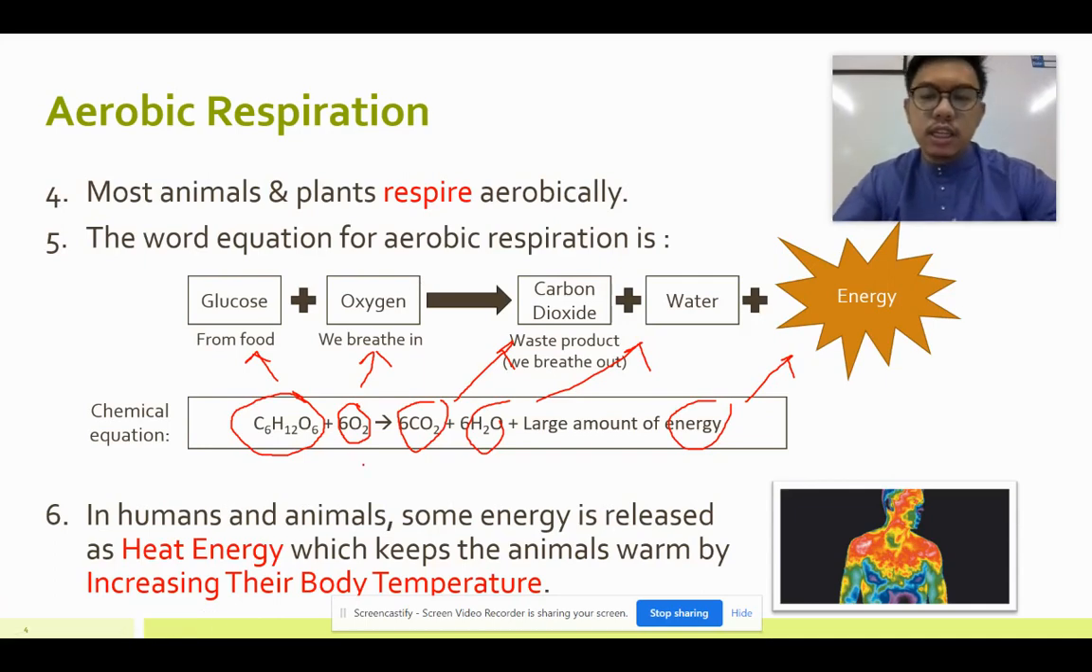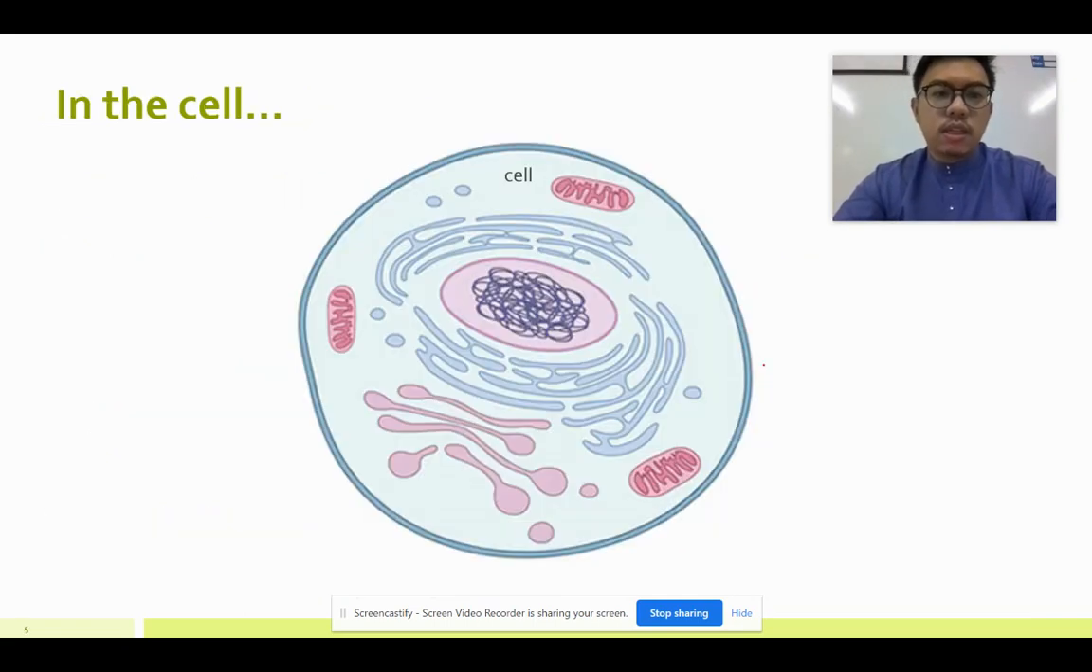So, the energy that is being released through this process of respiration, some of it we use to keep ourselves alive, some of it is released outside as heat energy, and this is where we get our body heat. Okay, so respiration again happens in all of our cells in the body. So it happens everywhere in the body.